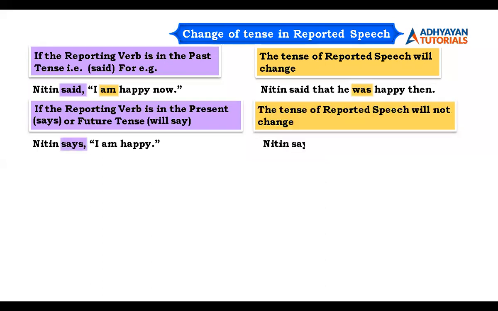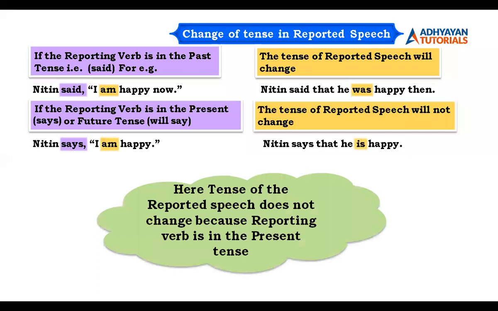Nitin said that he is happy. This is the correct answer. You people might face some difficulties in the beginning, but slowly and steadily, if you pay attention, this will get clear and simple. So here the tense of the reported speech does not change because the reporting verb is in the present tense. अगर बाहर का verb past tense में है तो ही आप अंदर के verb का tense change करेंगे, नहीं तो नहीं करेंगे. Okay.